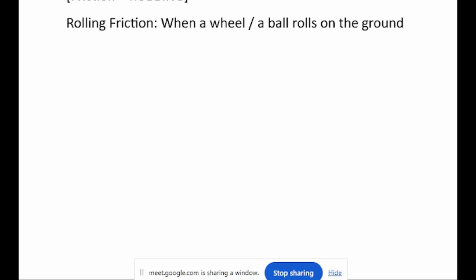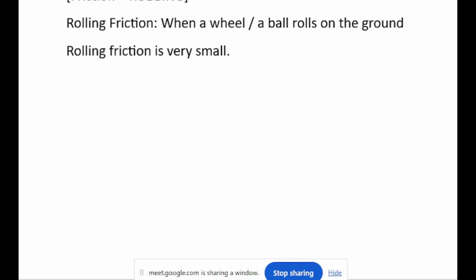Okay. And why is rolling friction important? Because rolling friction is the smallest one. Rolling friction will be very small. If sliding friction is 8 newtons, rolling friction may be only 1 newton. Very small. That is why we put wheels.